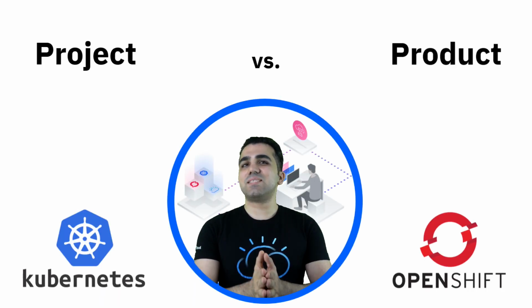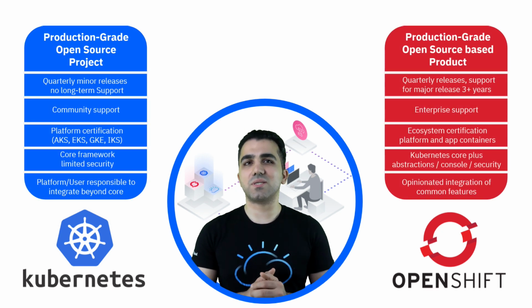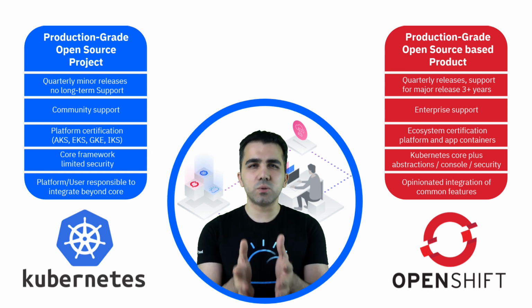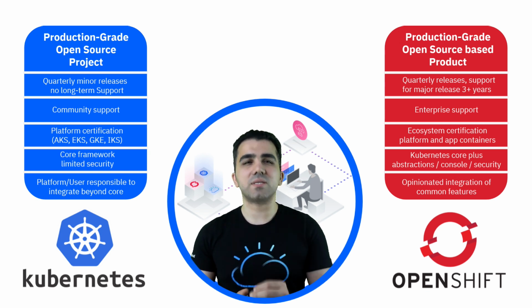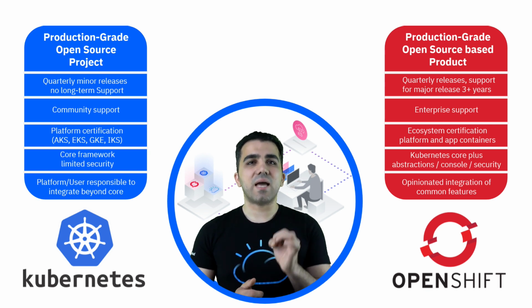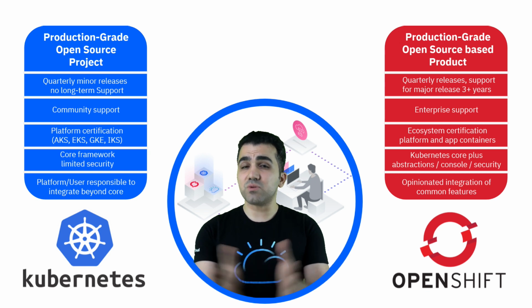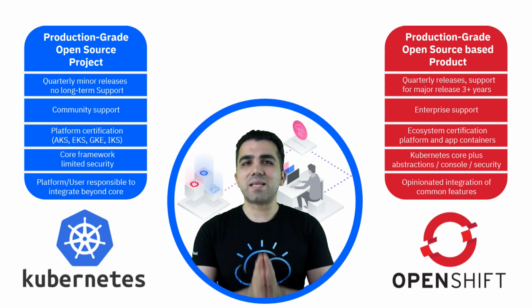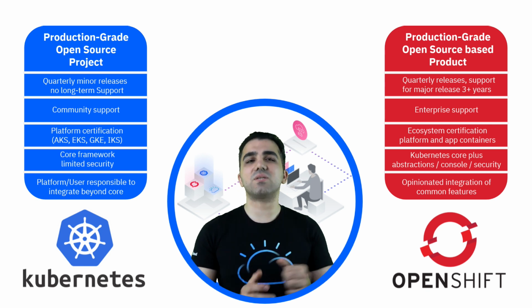Finally, Kubernetes is an open source project, whereas OpenShift is a product based on an open source project. What you get with OpenShift includes enterprise support, ecosystem certification, and most importantly, regular releases and security updates at every level of the container stack and throughout the application lifecycle. That is an opinionated integration of features to simplify and secure your applications.